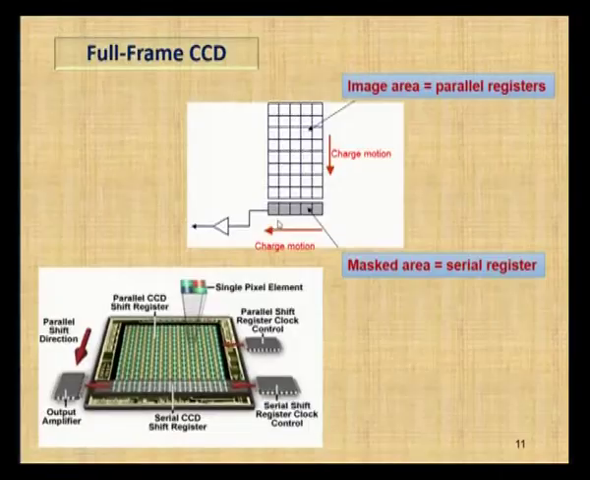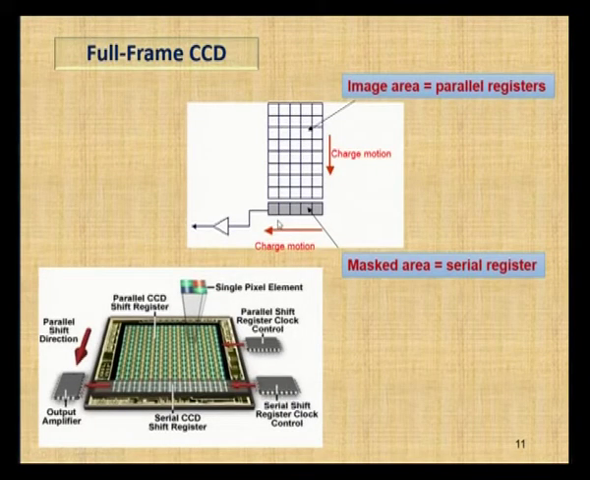Next, according to the exposure of the image area, we classify the CCD as full frame, frame transfer CCD, and lastly interline CCD. So, let us learn the first type, the full frame CCD. It specifies that the image area here is the full frame. The full frame is exposed to the light. Here it looks like this. This is the masked area, where it is black and white color.